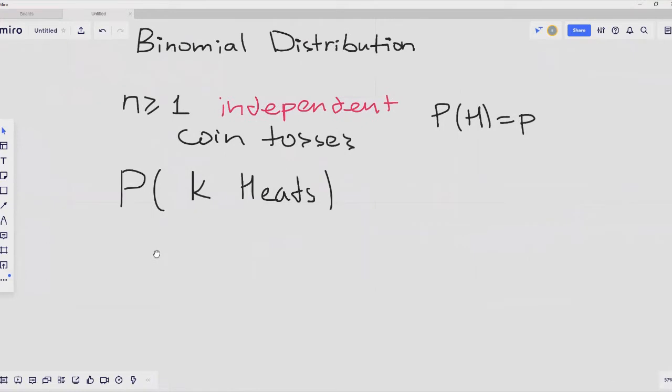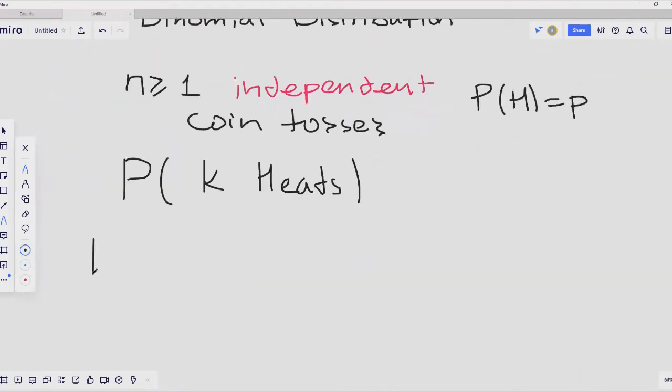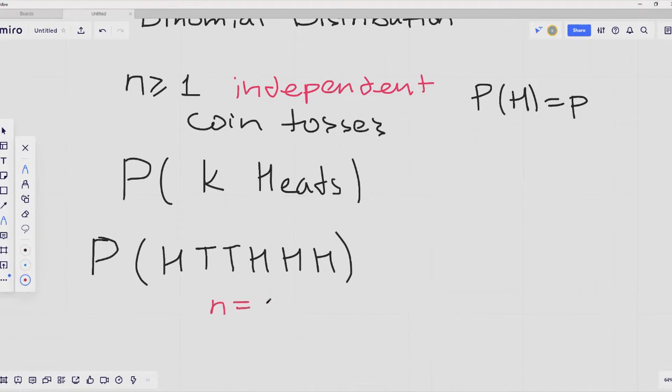Let's slowly work our way towards the solution of that problem by starting at taking a look at the following particular sequence. Let's find the probability of obtaining the following sequence of tosses. So number of tosses here, n is equal to 6. And the number of heads we obtain in that sequence is equal to 4.